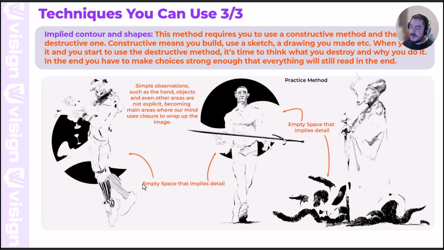And the empty space here will imply certain detail. For example, this is clearly empty space, but because this is a circle that is incomplete, we understand it can continue on the other end. We don't have to literally draw the circle. Here, for example, we understand that there's a boot, a foot and a leg, but we don't have to draw the whole detail here.